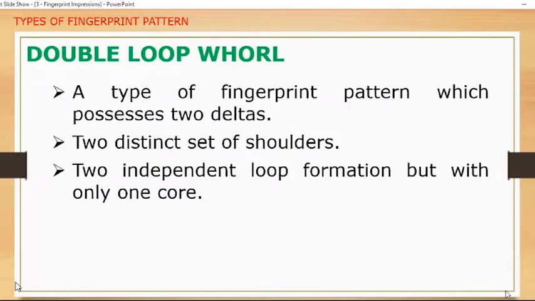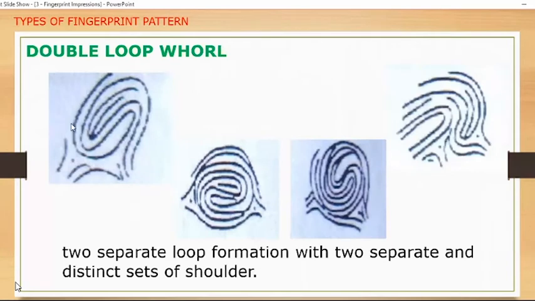Next is a double loop wall. A type of fingerprint pattern which possesses two deltas, two distinct sets of shoulder, and two independent loop formation, but with only one core. Kaya ang tawag sa kanya ay double loop wall. This is having two separate and distinct sets of shoulders.